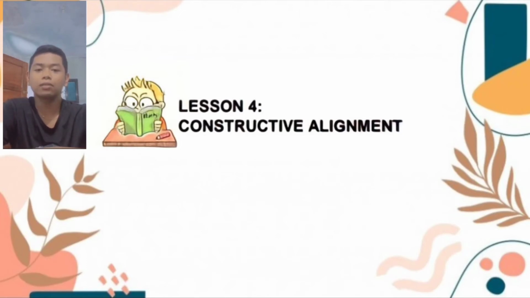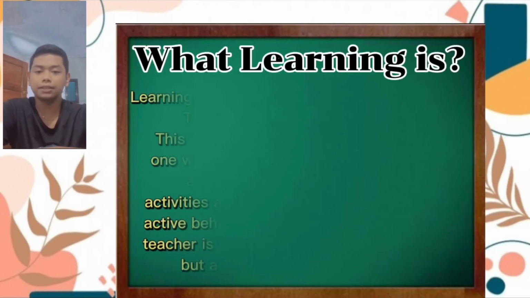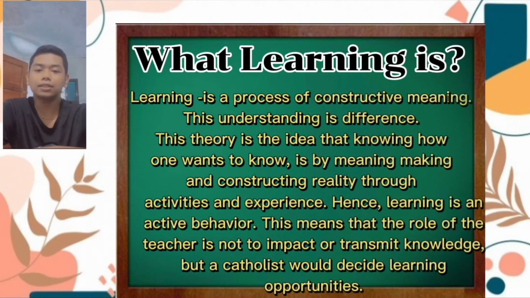Before we define constructive alignment, understand first what learning is. Learning is a process of constructing meaning, where understanding is different for each learner. This theory is the idea that knowing is by making meaning and constructing reality through activities and experience. Hence, learning is an active behavior.